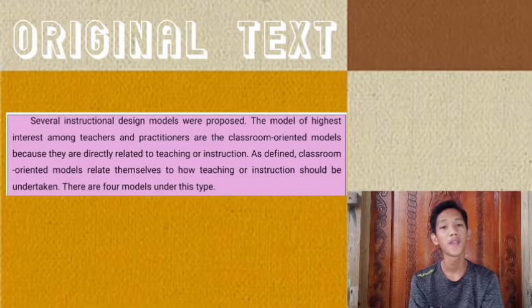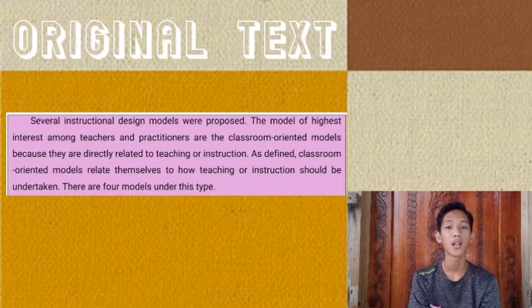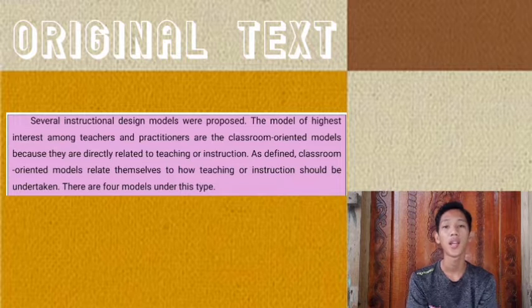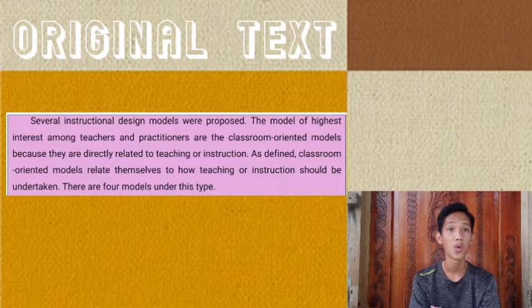Original text: Several instructional design models would propose. The models of highest interest among teachers and practitioners are the classroom-oriented models because they are directly related to teaching or instruction. As defined, classroom-oriented models relate themselves to how teaching or instruction should be undertaken. There are 4 models under this type. So, what is original text?